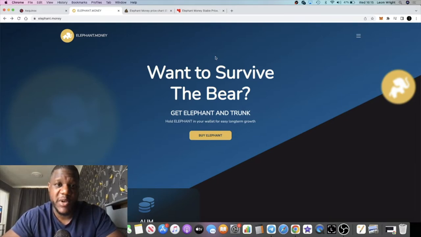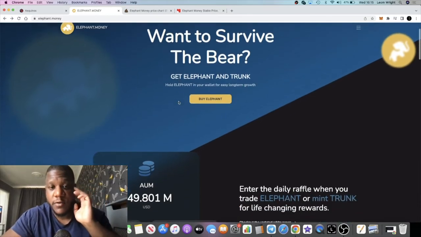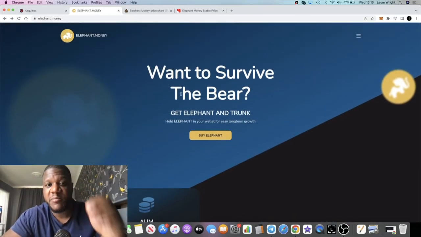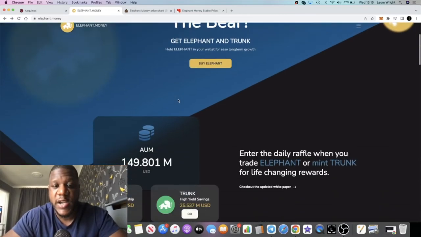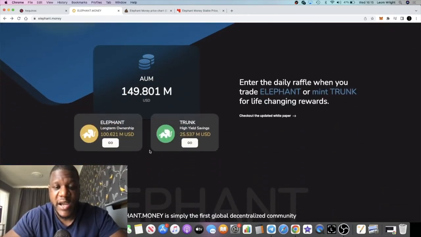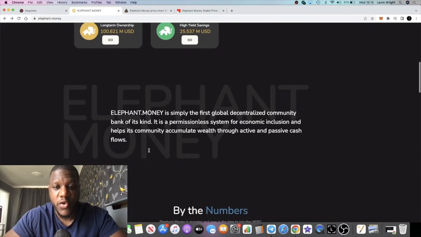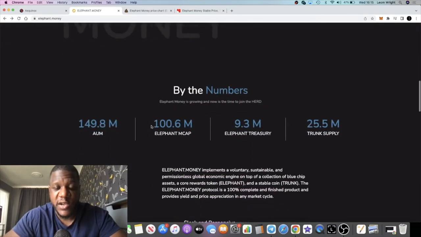My main goal has just been to compound my Trunk in the Stampede, get that up and maximize the amount of Trunk that I have, so that when it does eventually go back to peg, my 0.56% a day will be a decent payout in terms of US dollar value. All right, guys, they have been developing a new UI and a new landing page for the Elephant Money protocol. I think you should definitely take a look at it.